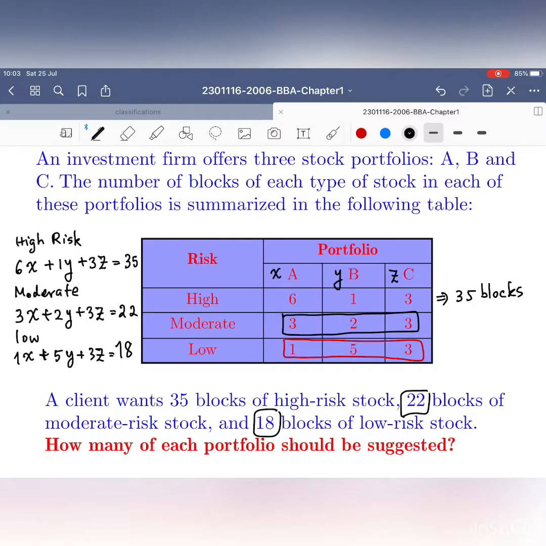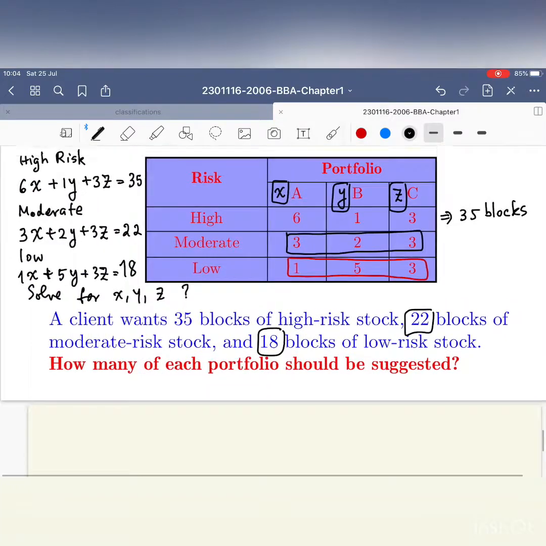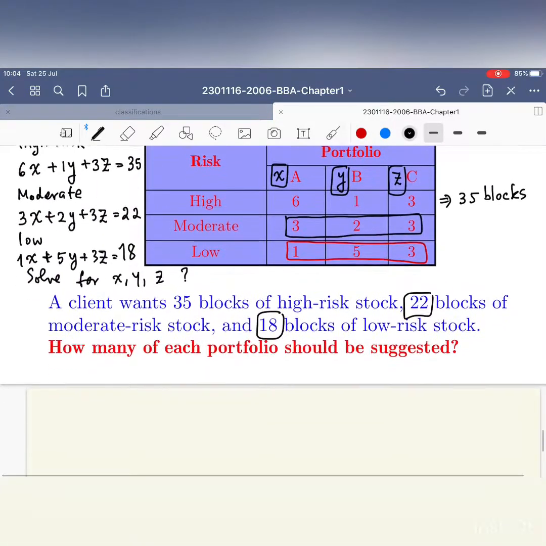So all that you need to figure out is how we invest: how many of A you are going to invest, how many of B, and how many of C. So you solve for X and Y and Z, right? You solve for this. So let me just rewrite this example, right over here.